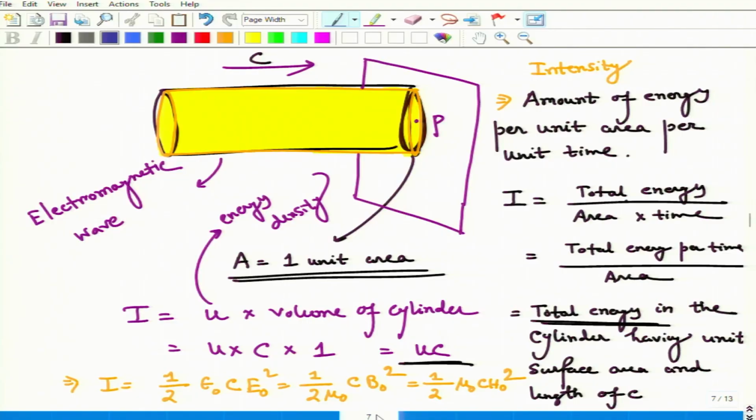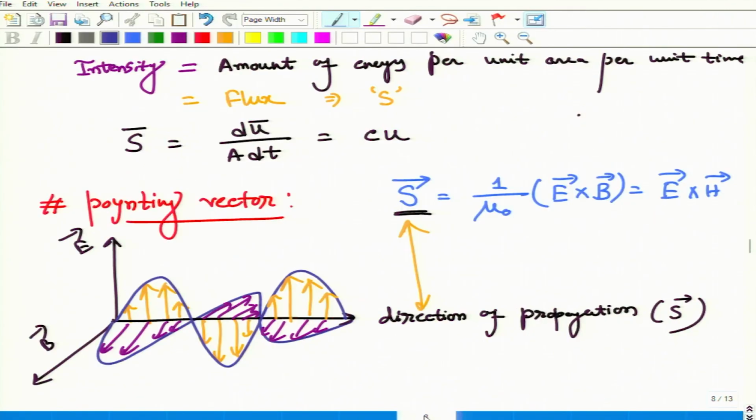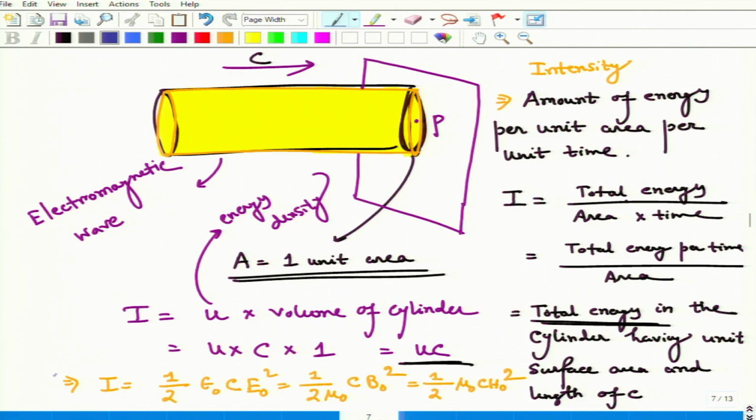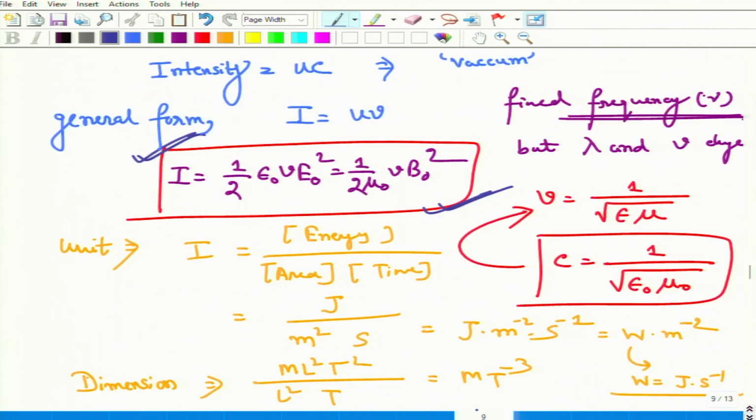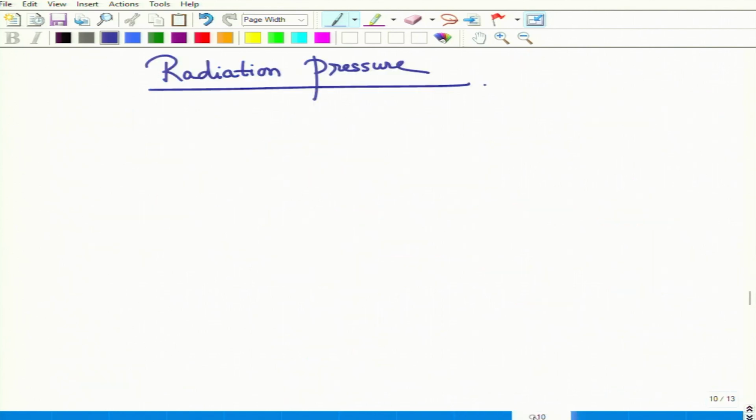Welcome back. In the last part of the lecture, we discussed the intensity of radiation, and we derived the general expression for the intensity of the radiation. We also discussed the Poynting vector and the general form of the intensity. Now, in this part, I will briefly discuss radiation pressure, and then we will do some numerical exercises. What does radiation pressure mean?